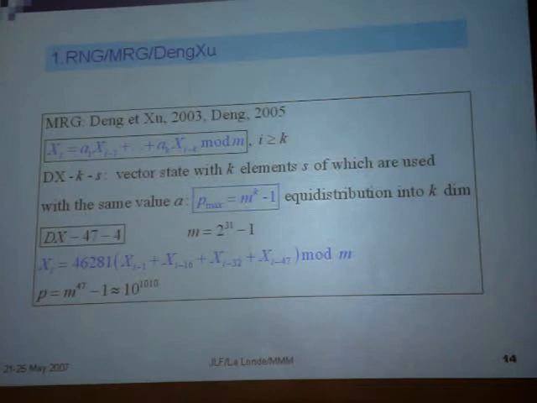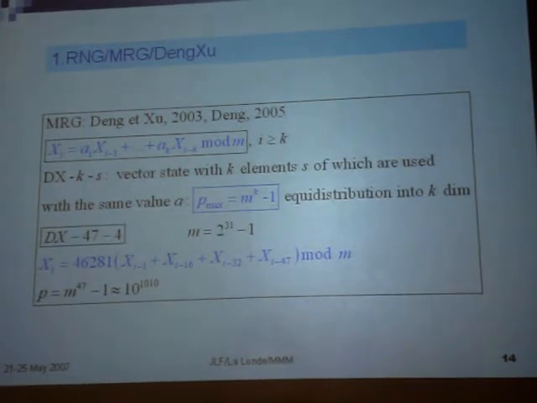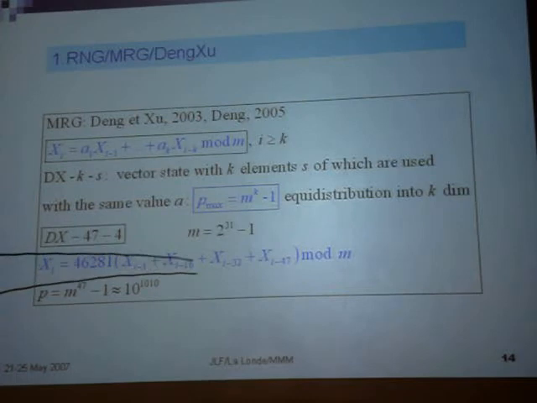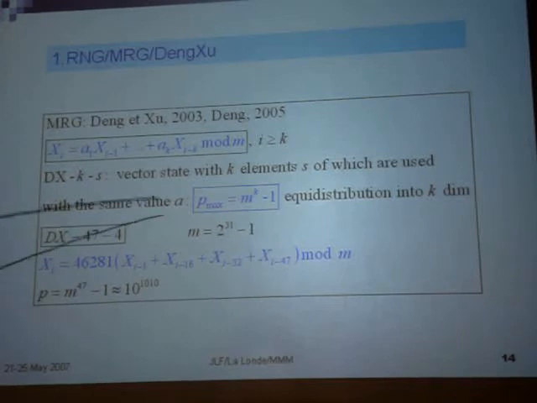And here I gave you an example of such a generator by Deng and Xu in 2003 and Deng in 2005. So in that case, what they did is they take a vector space with k elements, but at each step they use only s of them with the same coefficient, a, so as to reduce the amount of computation. So for instance, this DX-47-4 has 47 elements in the vector space, but you use at each step only 4: the -1, -16, -32, -47, with the same coefficient, this one. And the m is 2^31 minus 1. So it has a reasonable period, 10 to the power of 1,000. So now you have no problem.